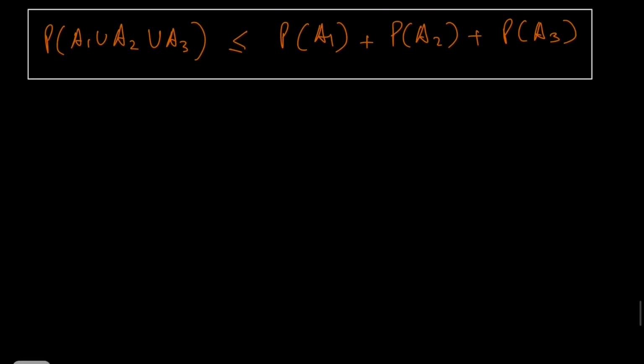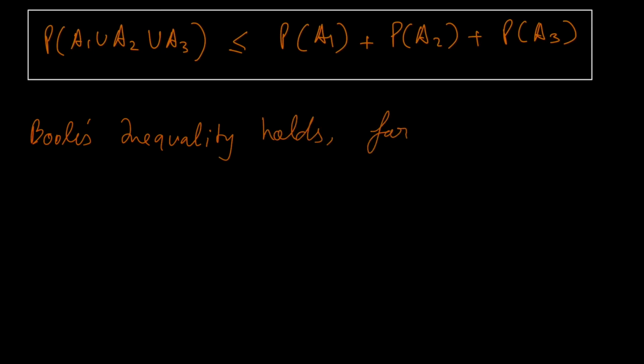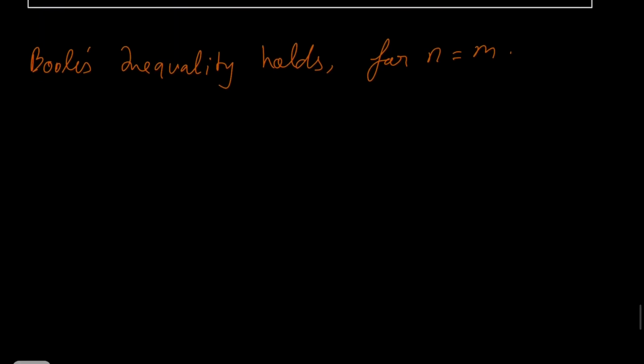Now let's use the method of mathematical induction. That way it would be easier to understand. So we assume that Boole's inequality holds for n equal to m. Assume. Using this, if we could prove that it also holds for n equal to m plus 1, we are good. That is, the proof is done. This is the method of mathematical induction.